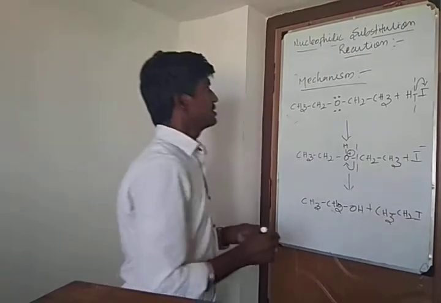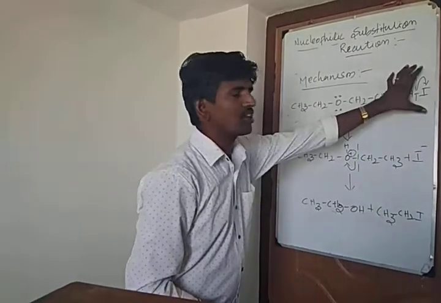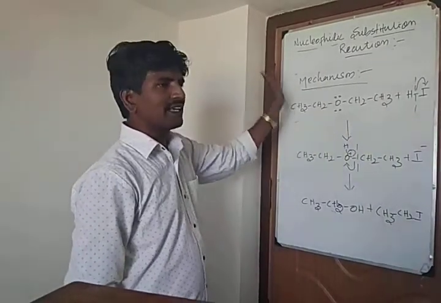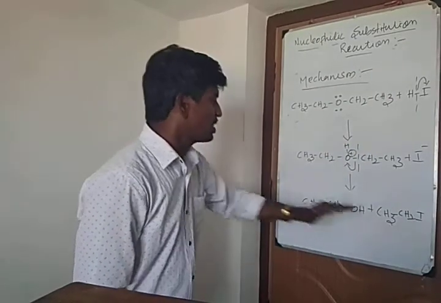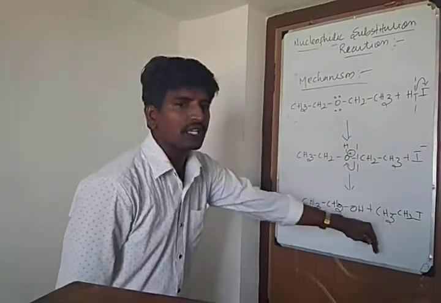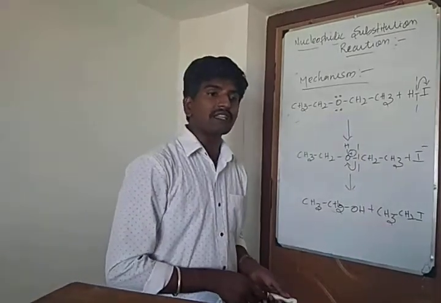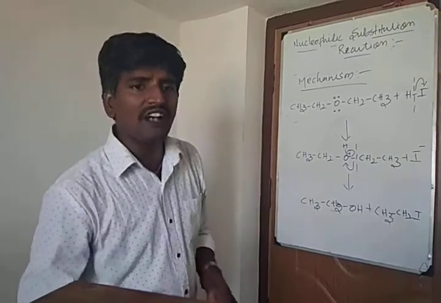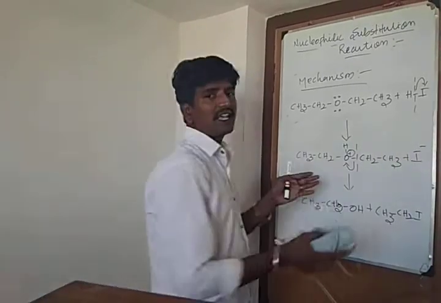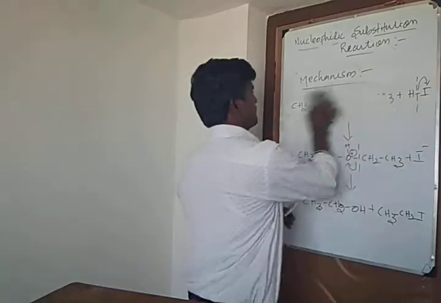Any doubt? This is a simple ether reacting with an insufficient amount of HI. When simple ether reacts with an insufficient amount of HI, it gives two products to us. One is alcohol, another one is iodide. Okay. Next, simple ether reacts with an excess amount of HI. Excess means what? 2 moles of HI. First, I will teach the reaction, then I will teach its mechanism.